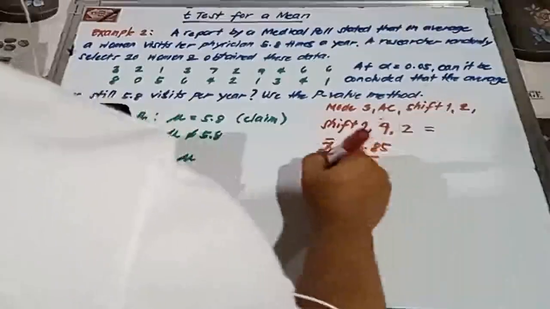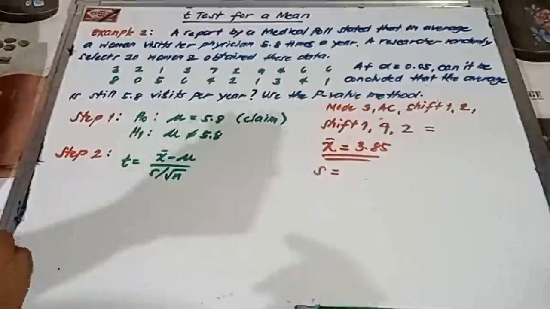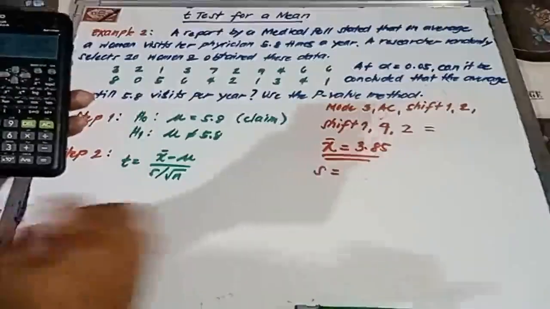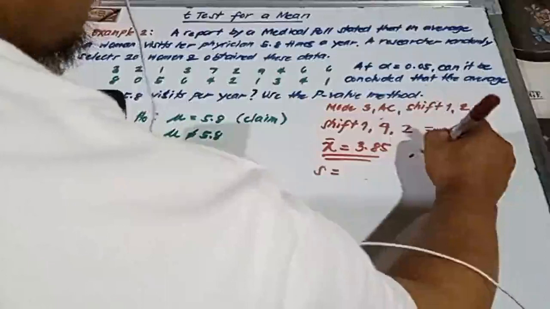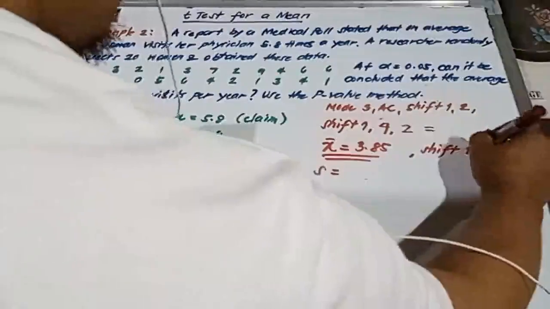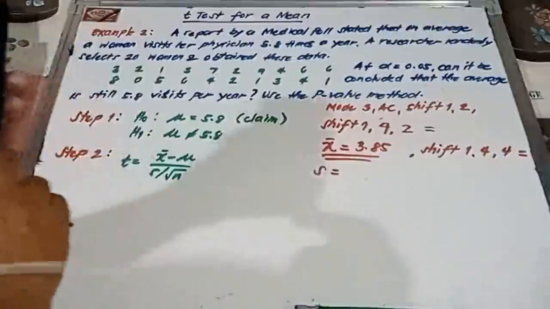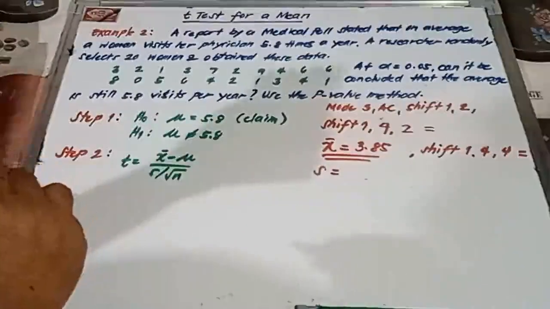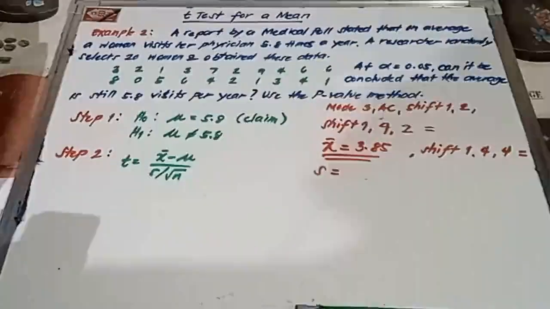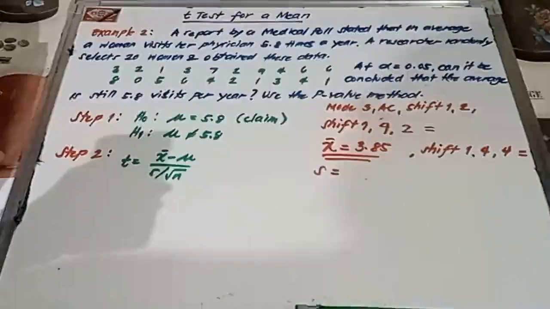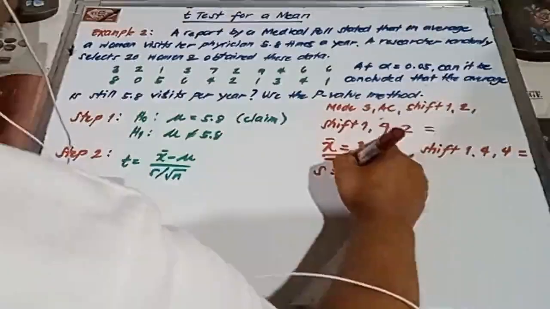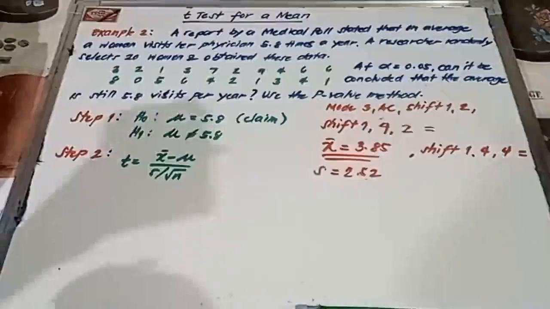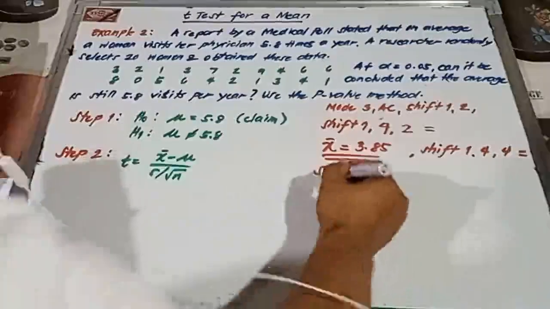Okay? And for the sample standard deviation, we have shift stat, 1 and then 4 and then 4 ulit. Then equals. 2.52. Okay, 2.52. So, meron na tayong sample mean at sample standard deviation.